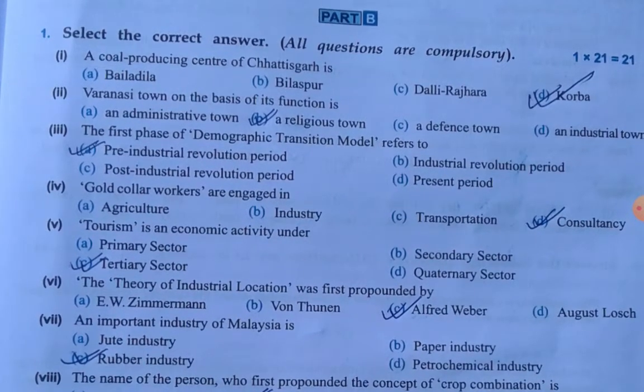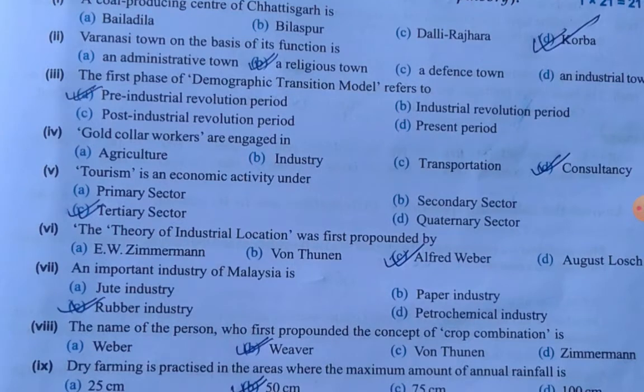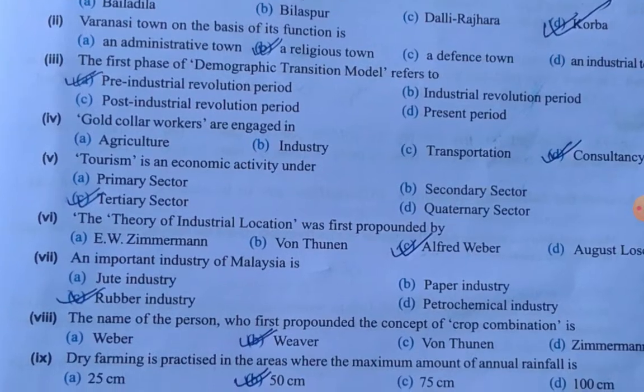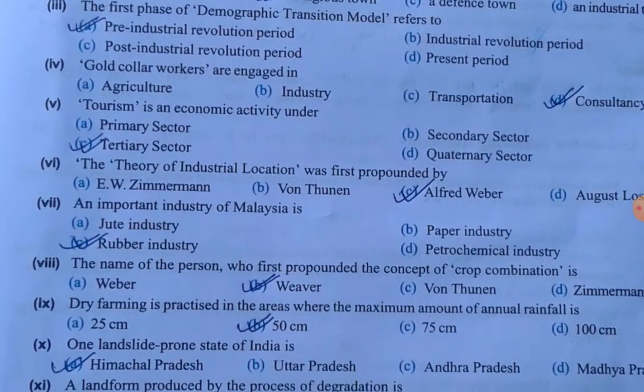A coal producing center of Chhattisgarh is Korba. Number 2, Varanasi town on the basis of its function is a religious town. The first phase of demographic transition model referred to pre-industrial revolution period. And number 4, gold color workers are engaged in consultancy. Tourism is an economic activity under tertiary sector.